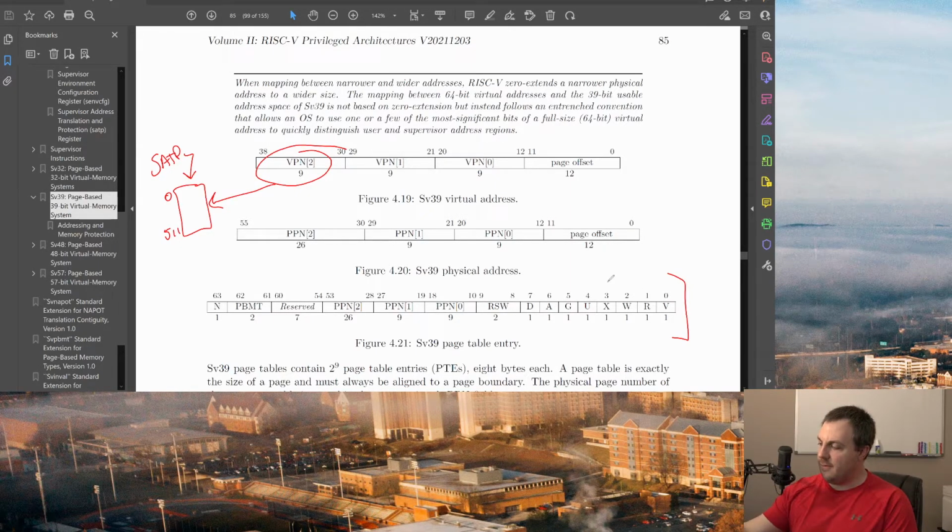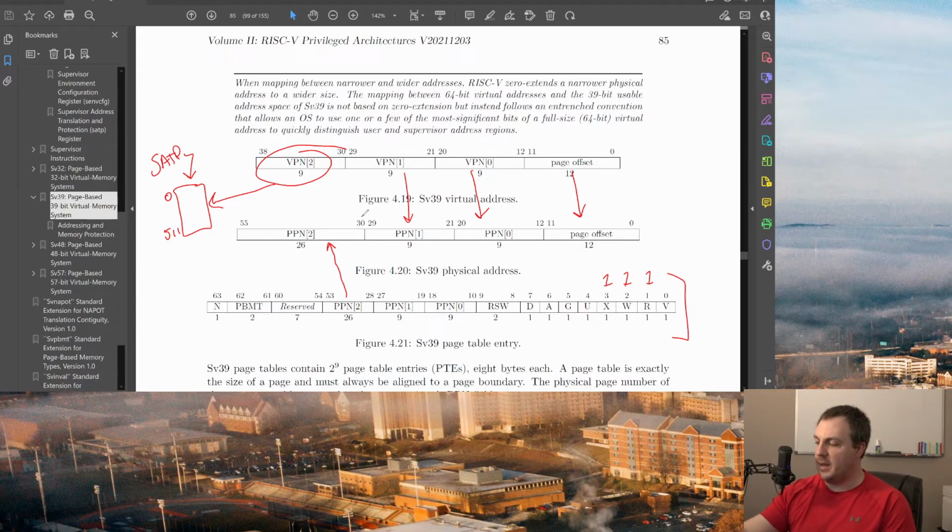However, what if the X bit is set to 1? All of them are set to 1. That means we have a leaf. That means the PPN points to the actual translation instead of the next page table. Well, because this is a leaf at level 2, the only thing we're going to copy from the page table entry is PPN2. So that will get copied from the page table entry into the physical address. Everything else is copied directly from the virtual address.